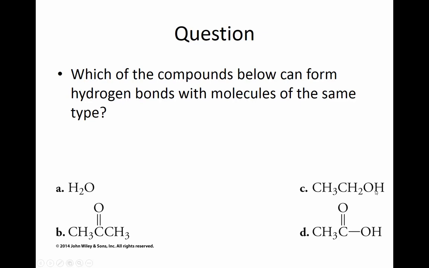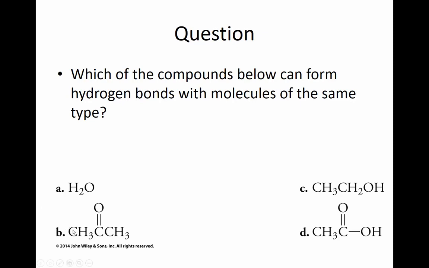Same with ethanol here. We've got H to act as donor, and we've got the O to act as acceptor of hydrogen bonds. This acid here, acetic acid, has the OH. The H can be the donor. Either one of these oxygens can be an acceptor. We have this ketone molecule here, and the oxygen certainly can act as an acceptor, but we really don't have an H attached to an electronegative atom to allow for a hydrogen bond donor.